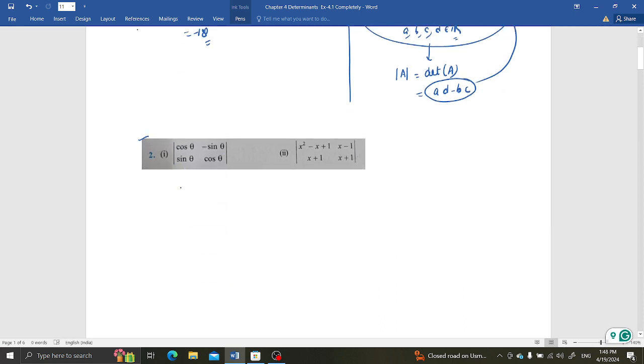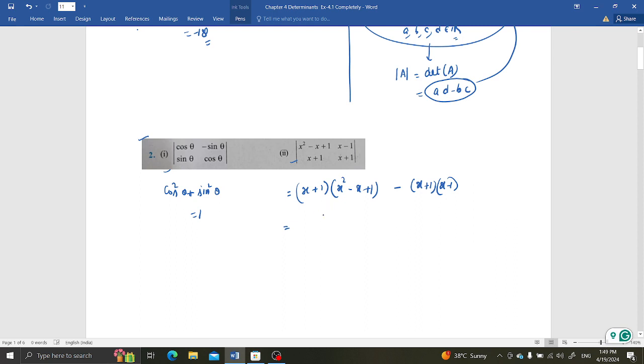In the second question we have to evaluate this determinant and this determinant. So what do we get? Cos square theta plus sine square theta, and we get 1. And here, x plus 1 multiplied with x square minus x plus 1, and minus of x plus 1 into x minus 1 we have.